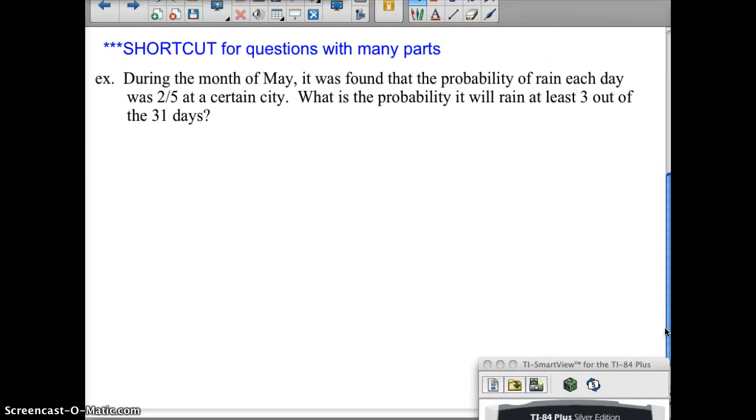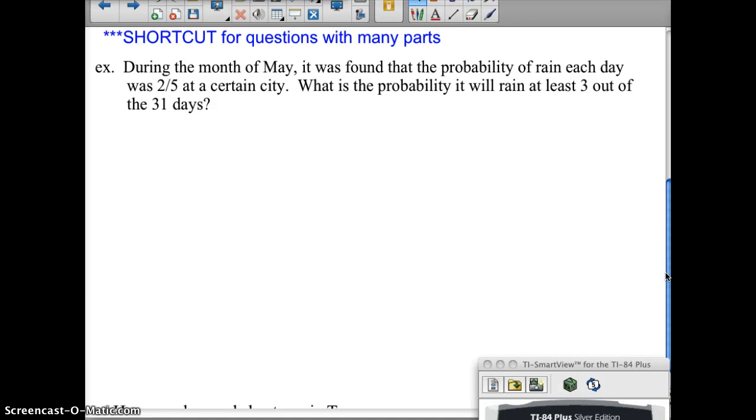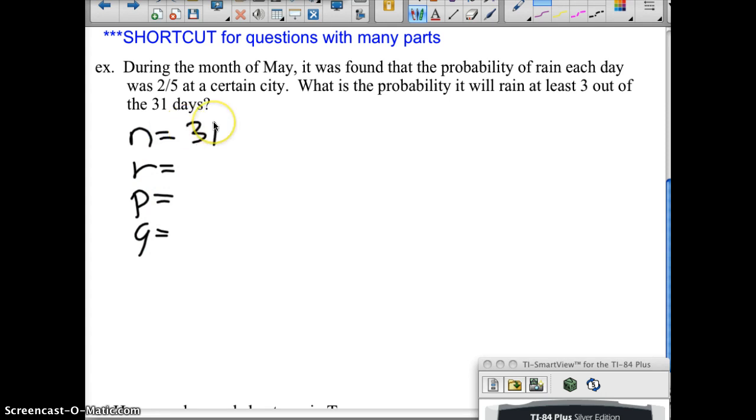During the month of May, it was found the probability of rain each day at a certain city was 2/5. What is the probability of rain at least 3 out of 31 days? At least 3 out of 31 days. So if I just start this like a normal binomial probability, NRPQ, what I would have here is it's 31 days, right? And I want at least 3.